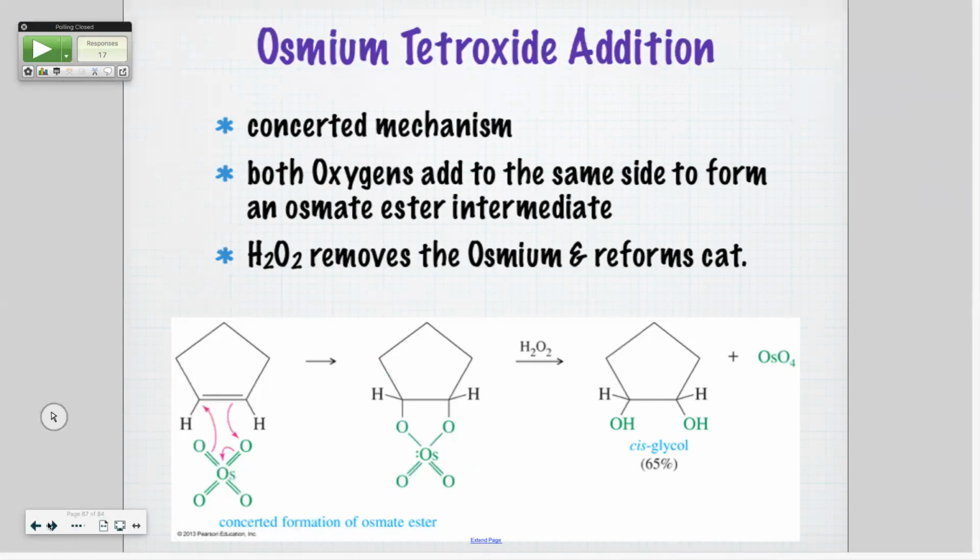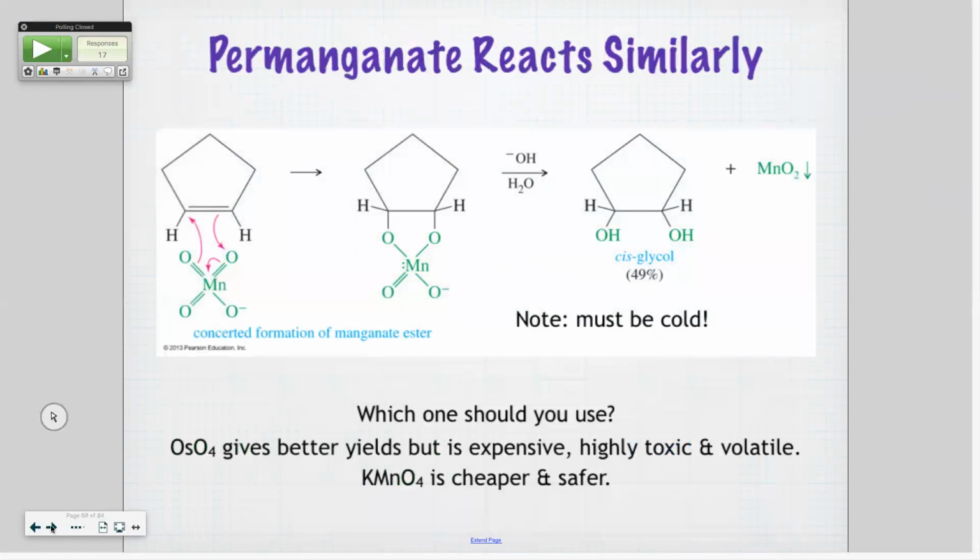Okay, the osmium tetroxide gets reformed, and that is much more inorganic than organic, which is why we're not going to worry about it. Okay, what about KMnO4? It's basically the same thing. You have your permanganate anion, adds to the double bond from the same side, you get the cis glycol.